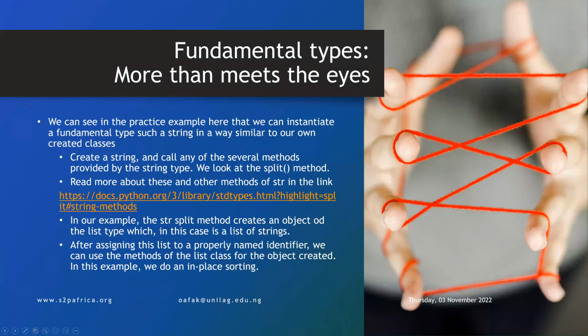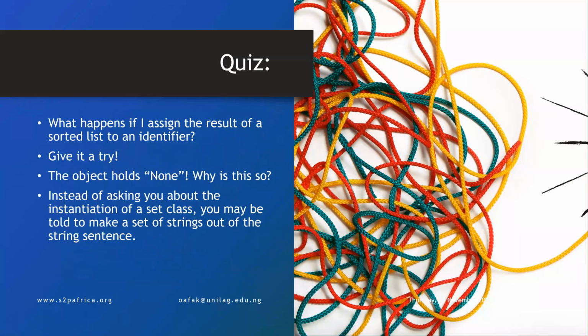Quiz. What happens if I assign the result of a sorted list to an identifier? We have already done that. We have already answered that. Give it a try. The object holds None.